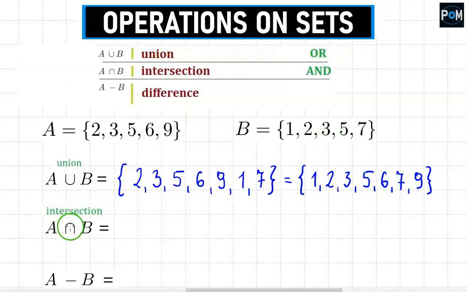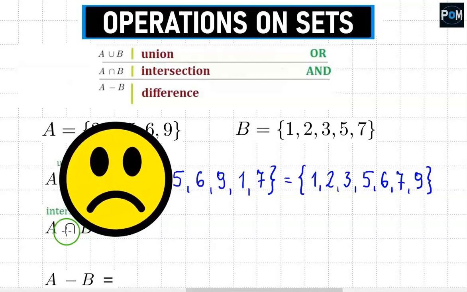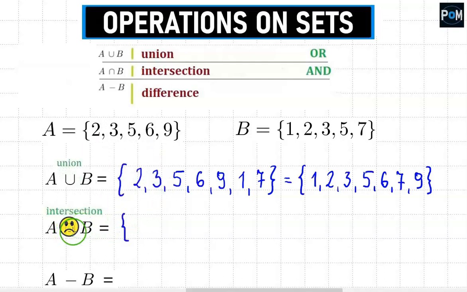Intersection of sets are all the elements that are found both in set A and in set B. Intersection is no longer a smiling face, but rather a grimacing face. This face grimaces, and it says, listen, I'll take you to the intersection, provided you're in both set A and set B. Let's look at what we have in both set A and set B. There's a 2 here and a 2 there. So the 2 is also in the intersection.